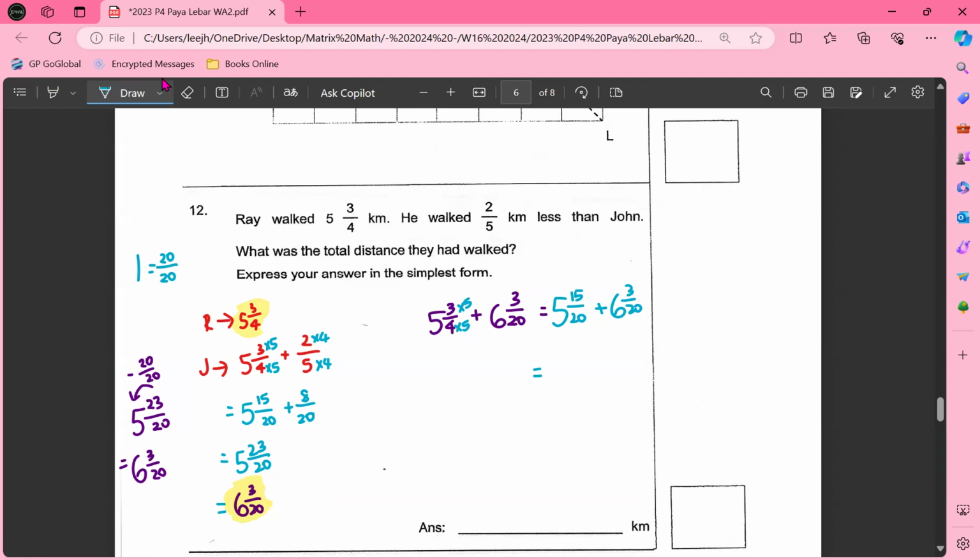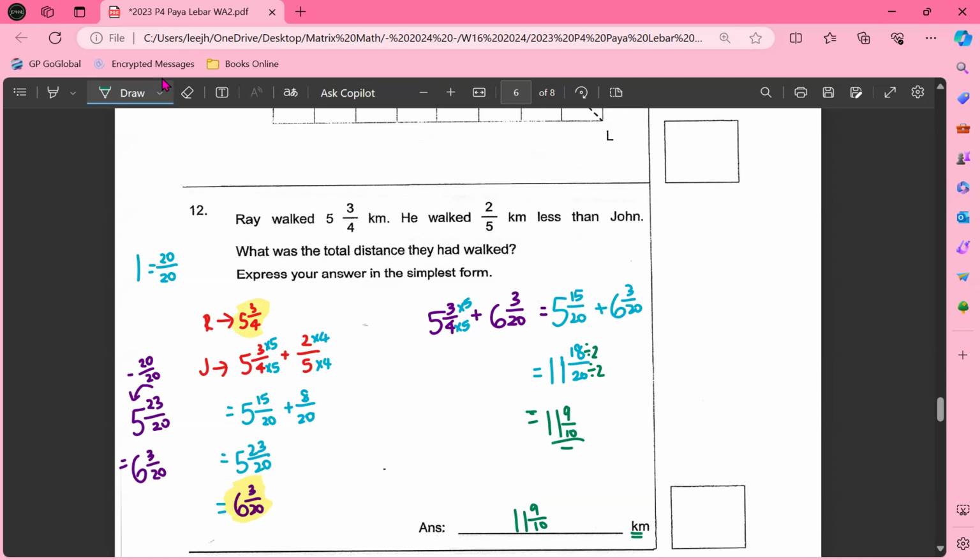So 5 plus 6 is actually 11. So over 20, the denominator doesn't change. So 15 plus 3 is 18. So if you look at this fraction, you can still simplify it. These two numbers can be divided by 2. So it will be 11 wholes, this will be 9/10. Your answer is 11 wholes, 9/10. The kilometer is given. So yeah, just fill up the answer. 11 wholes, 9/10.